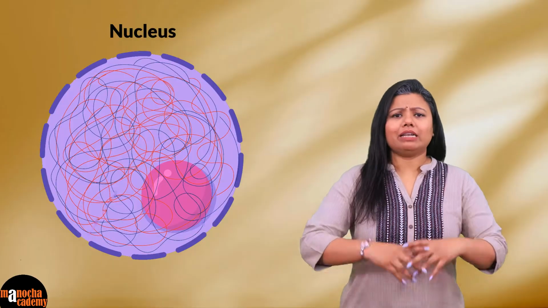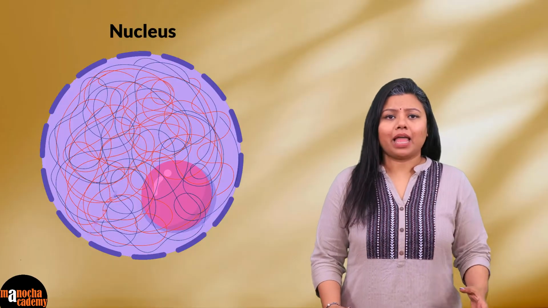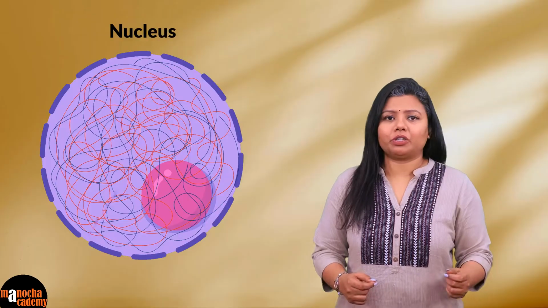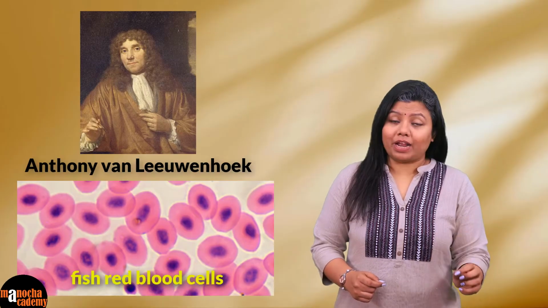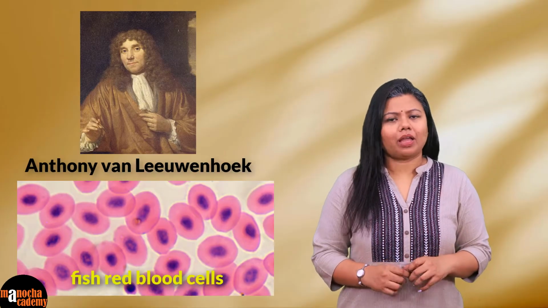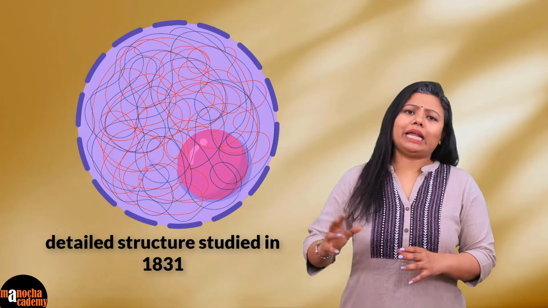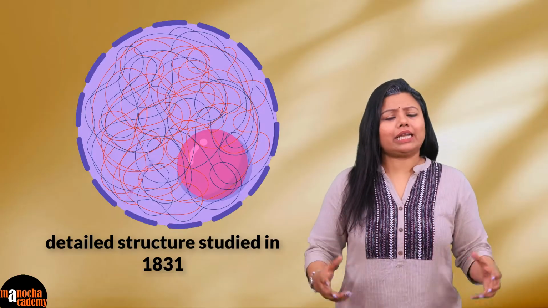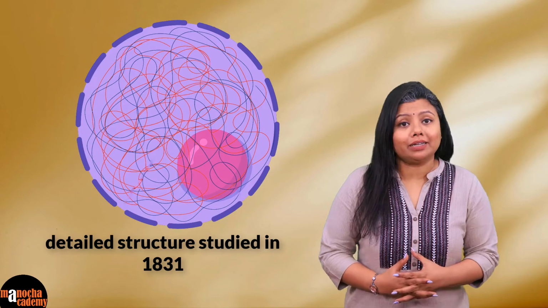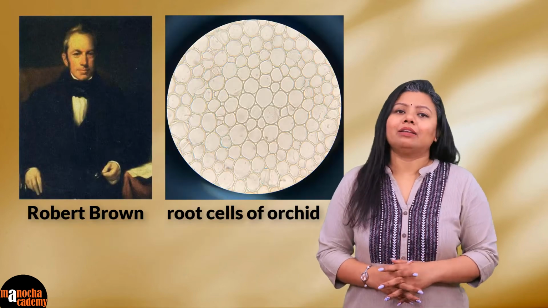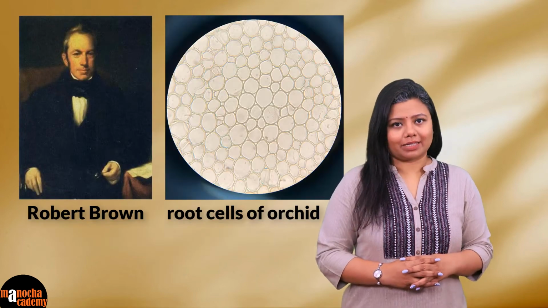This structure is the largest cell organelle, and it was first observed by Leeuwenhoek in the red blood cells of fish. However, it was only in 1831 that the detailed structure of the nucleus was studied by Robert Brown in the roots of the orchid cells.